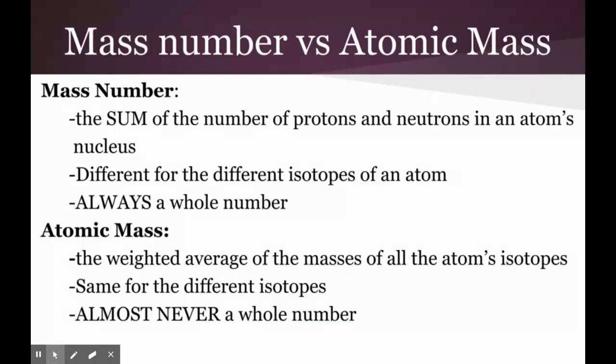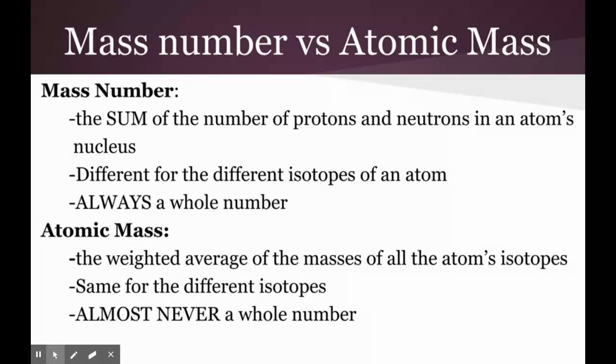Now let's talk about the difference between the mass number and the atomic mass. Remember, the atomic mass is what you will usually find on the periodic table. The mass number is the sum of the number of protons and neutrons in the atom's nucleus. The mass number is going to be different for all of the different isotopes of an atom, and we'll talk about what an isotope is in just a minute. Each isotope of a particular atom will have a different mass number, and the mass number is always a whole number because it's the number of protons plus the number of neutrons.